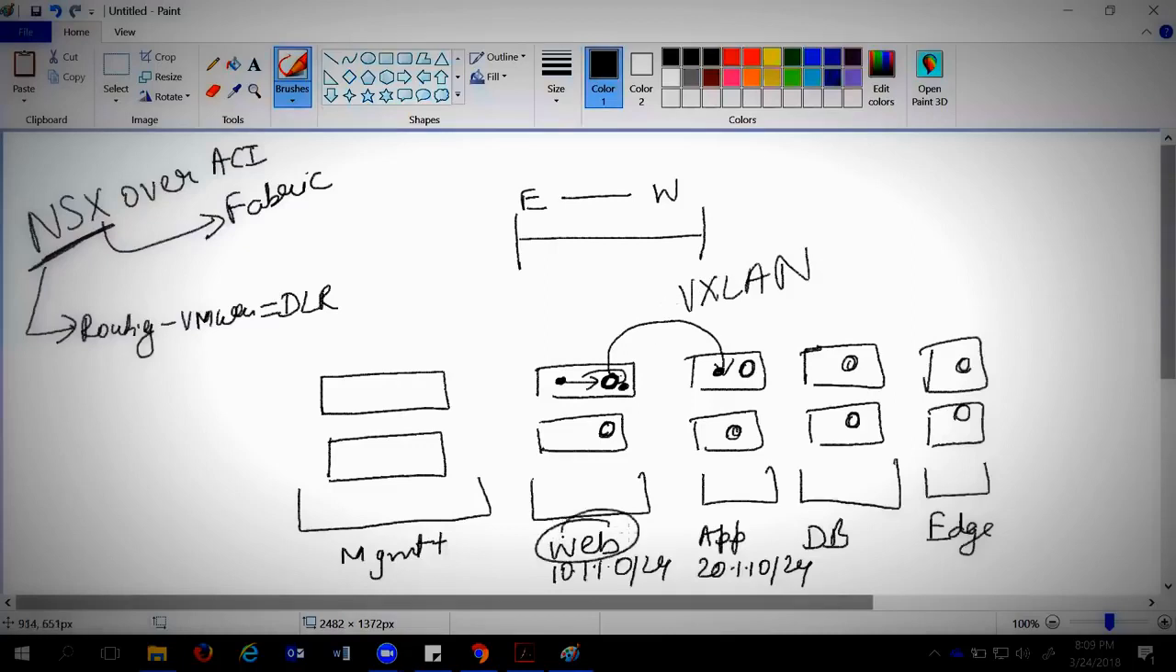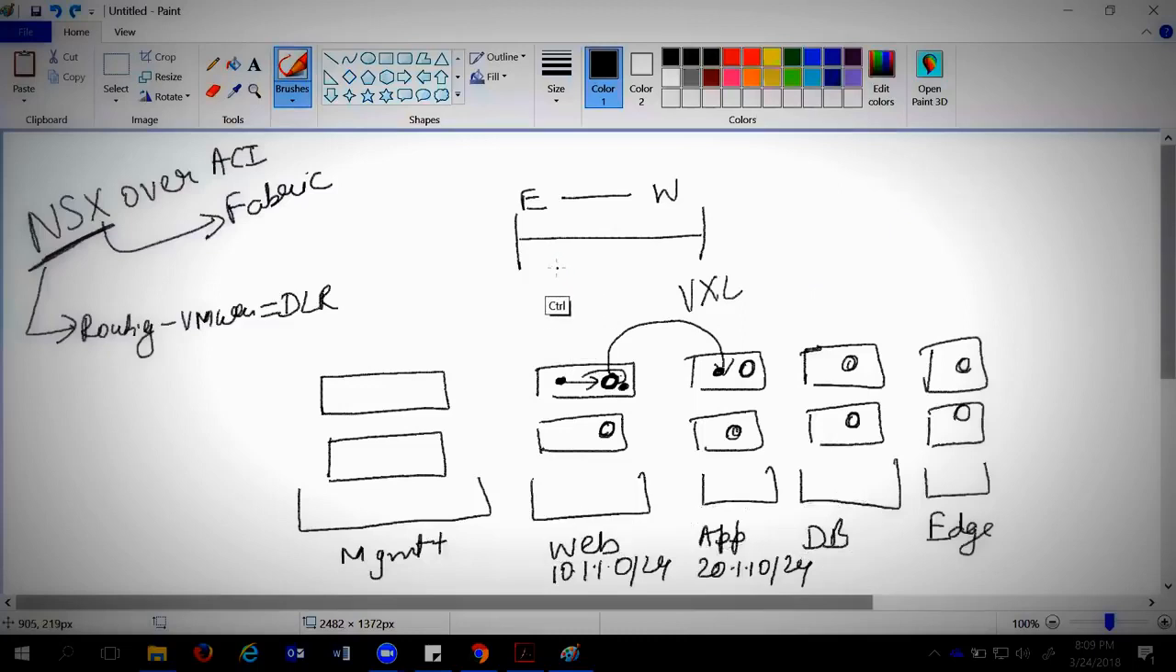Because whatever we create as web, app, and DB tiers are being created as port groups. But these are the DV port groups, and these DV port groups will be VXLAN capable. So that is what we are trying to achieve with the east-west traffic.